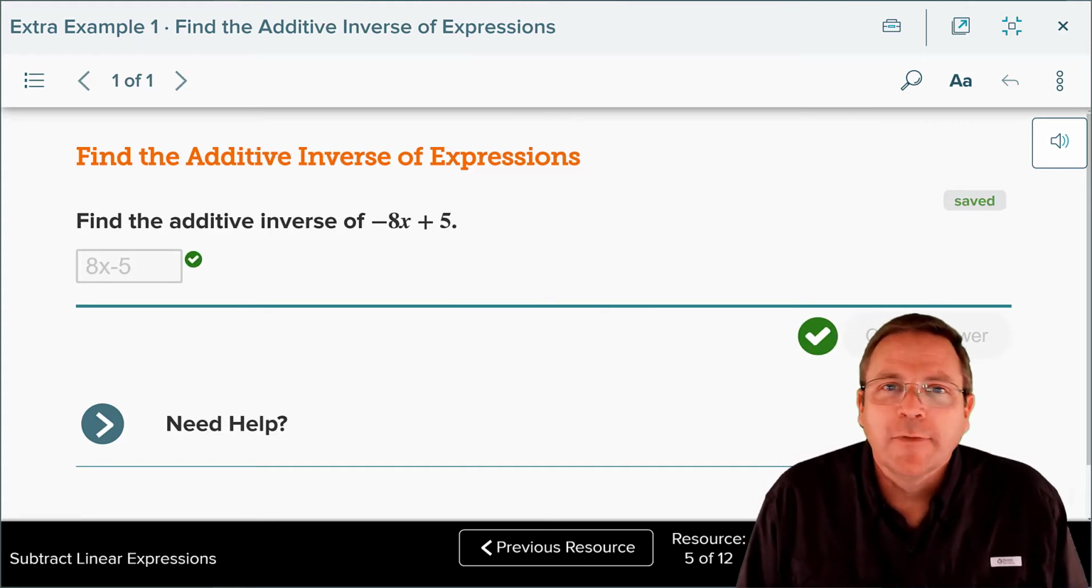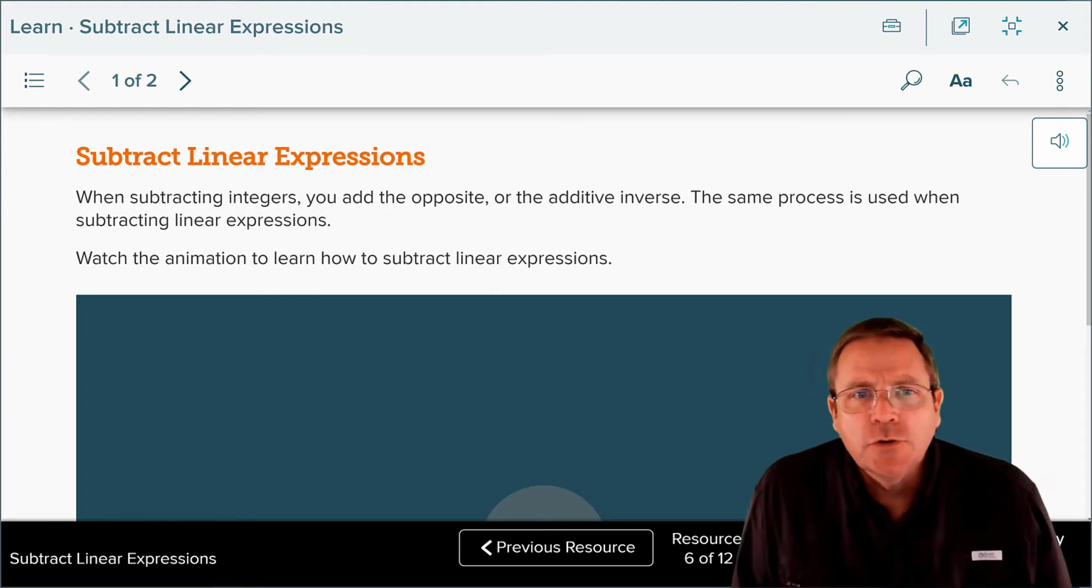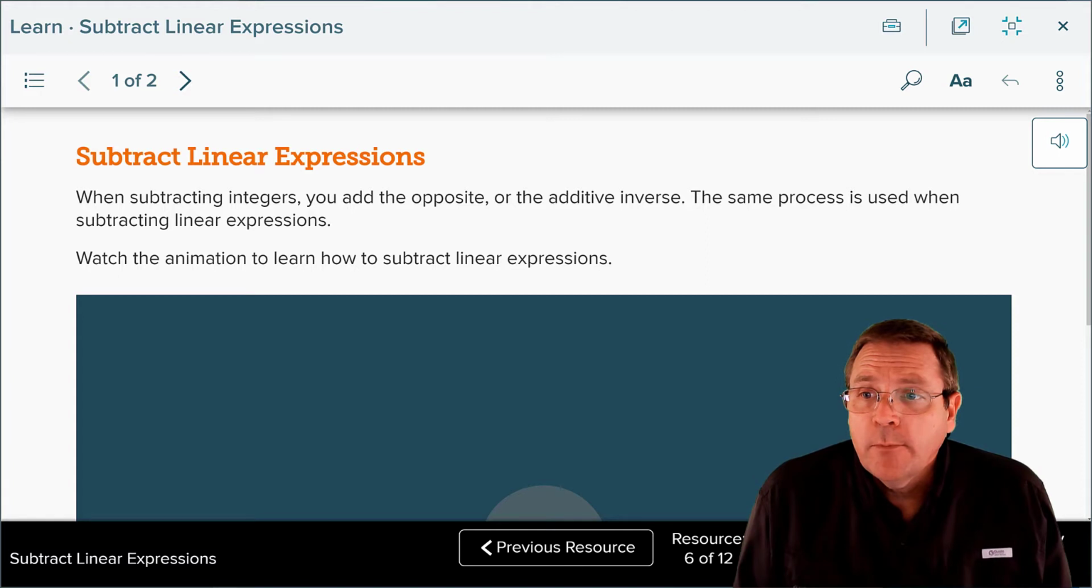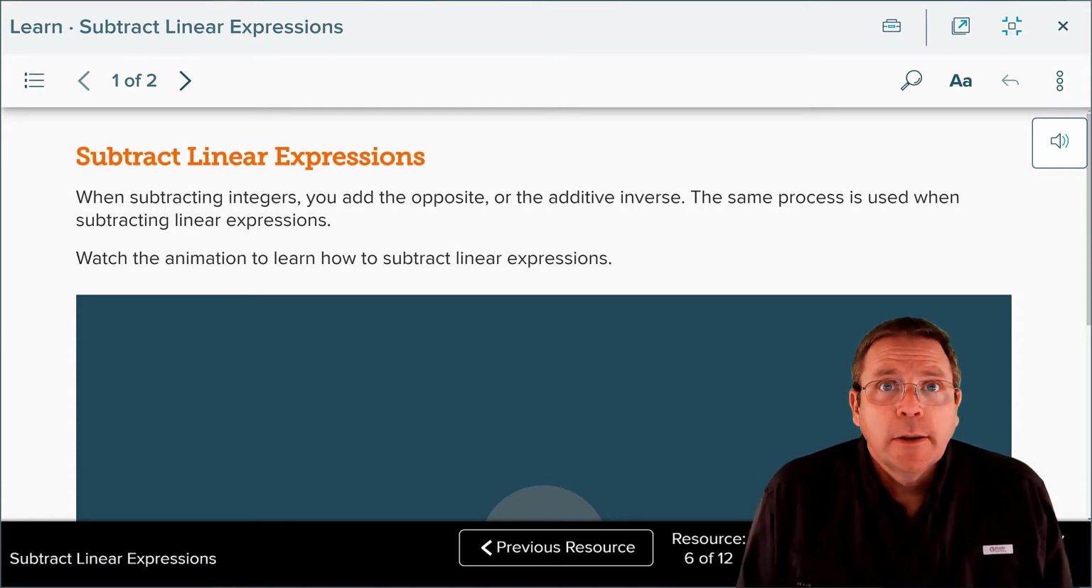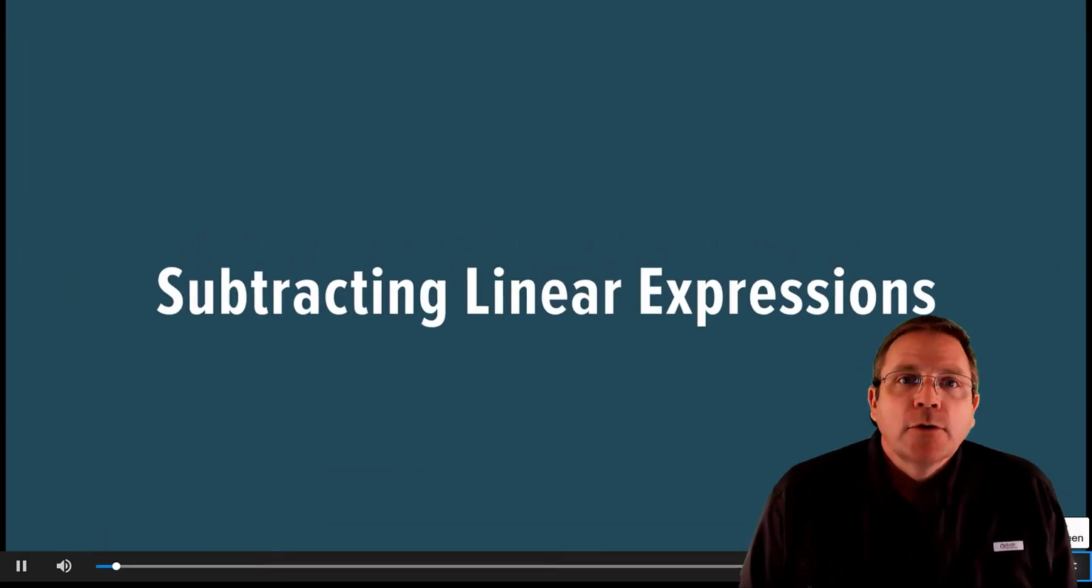And we get the happy sound. When subtracting integers, you add the opposite, or the additive inverse. The same process is used when subtracting linear expressions, and we're going to watch this animation and let it show us how to do that.